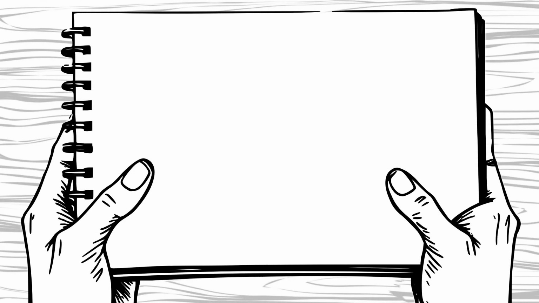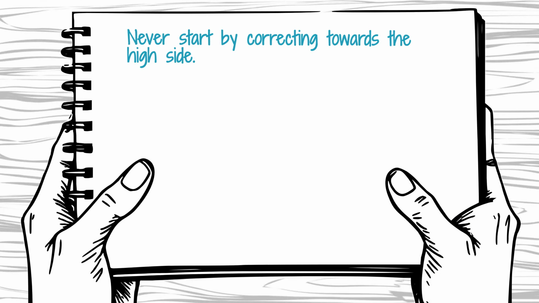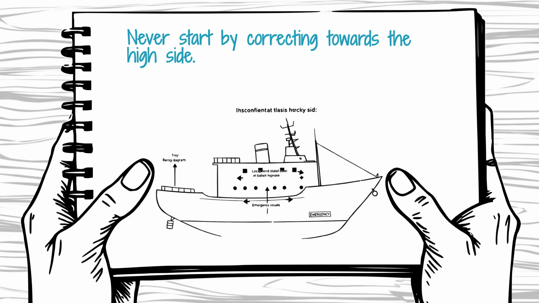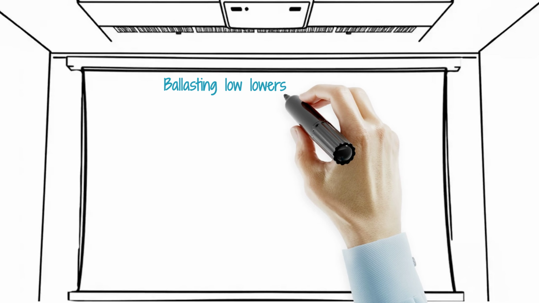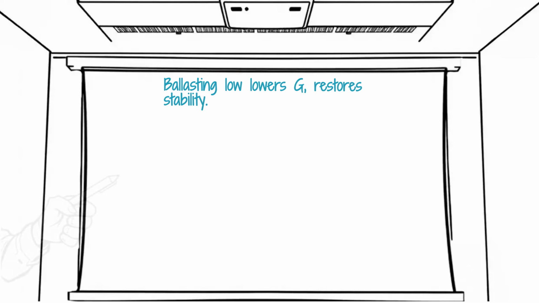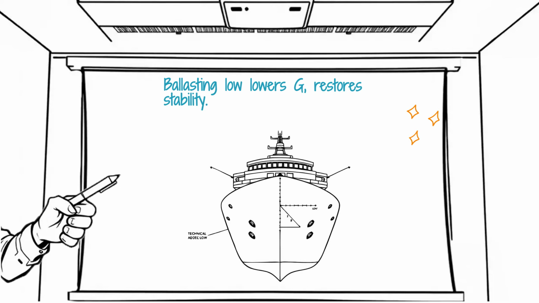Never begin by correcting the list towards the high side, as this would initially raise the G and cause a dangerous sudden flop to the opposite side, likely leading to capsize. By ballasting the lower side, we add weight low down, which immediately lowers G, makes the GM positive, and restores the ship's righting moment for the small initial angles.